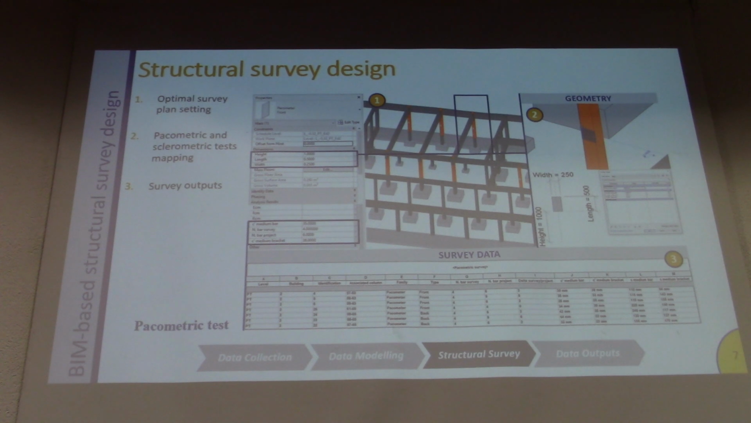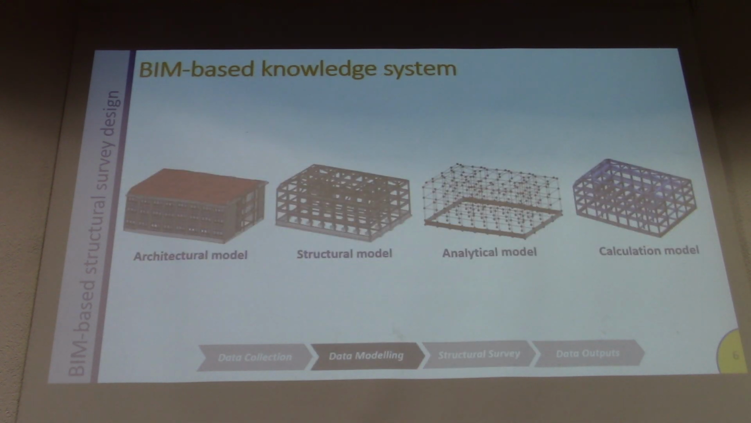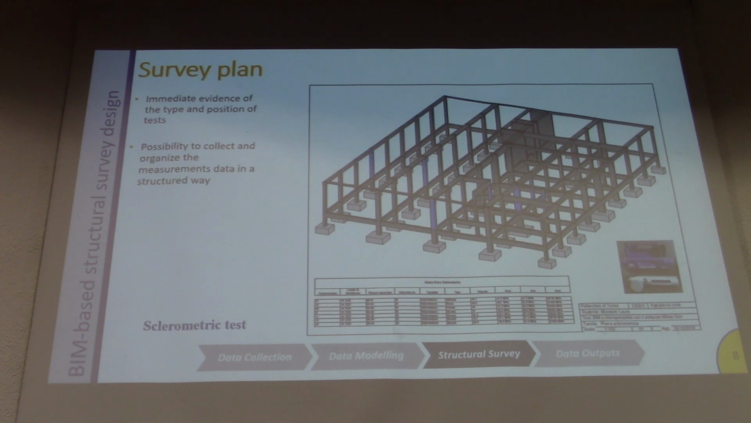Each element of a BIM model is automatically translated into a row of the database. So one test is one line of this database, and it is possible to implement all the information correlated to the test into the model. So the idea is to implement all the data that are necessary for the survey, but can be useful in the future. Here you can see an example of a parametric test. The same approach was done for the sclerometric test.